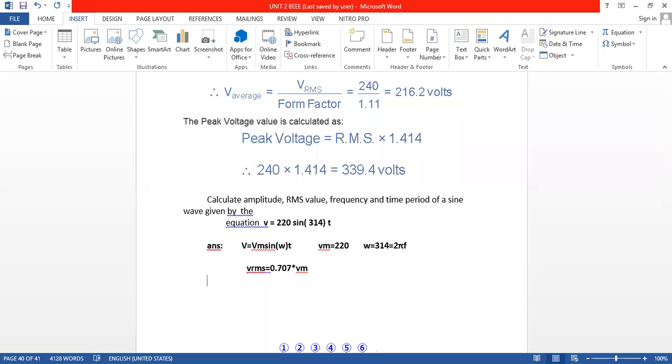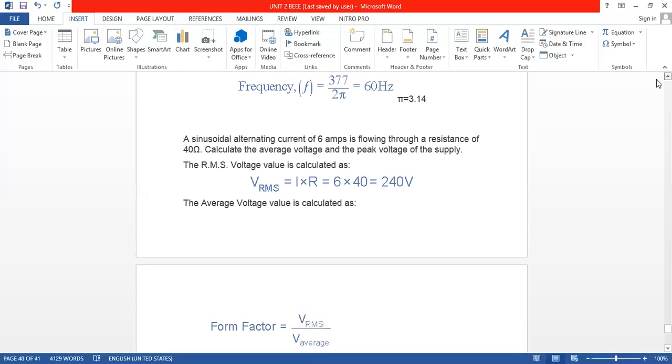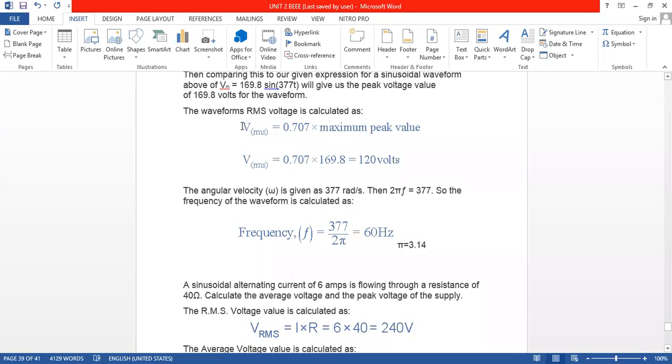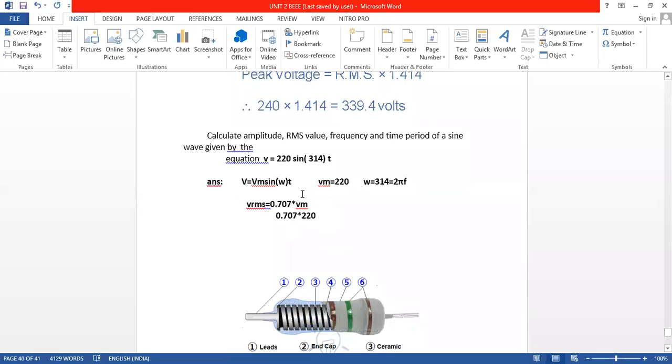So now what is Vm? Now I am substituting: 0.707 into Vm, and Vm is the amplitude. How much have they given? 220. Is it clear, all of you? Here we have written the formula: VRMS equal to 0.707 into peak value or maximum value, which can also be written as Vm. So always remember VRMS equal to 0.707 into Vm, or if they are asking current, IRMS equal to 0.707 into Im.